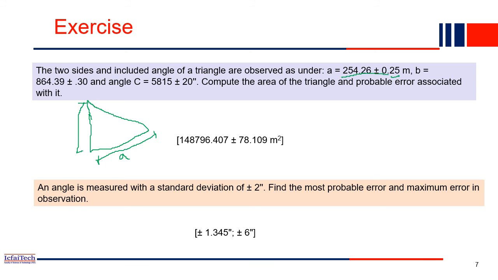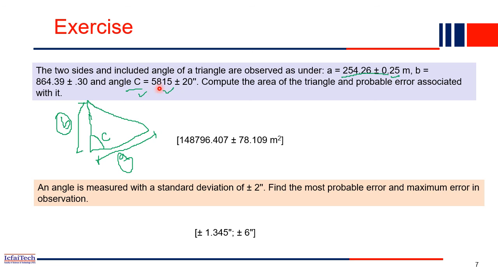And this length is B. You have measured both A and B in the field, and you know both values. The included angle C is also given to us. C is the included angle, this one. Now you are supposed to find the area of this triangle, and also the error associated with it. For A you have an error of 0.25 meter, for B you have an error of 0.30 meter, and for angle C you have a 20-second error. That's what we have to find out.